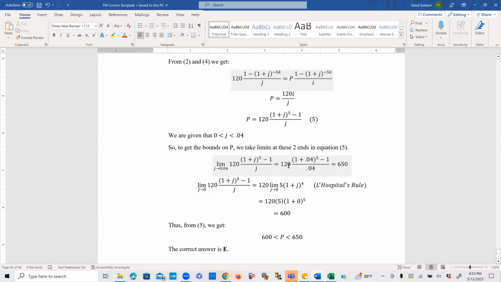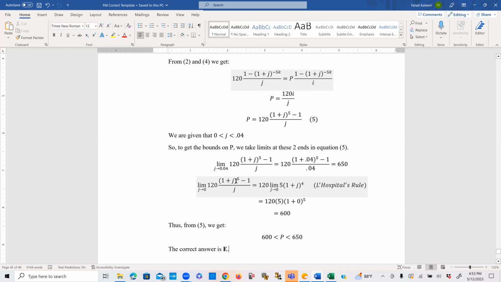And so this gives you 120 times ((1 plus 0.04) minus 1) over 0.04. We're plugging in the j value as 0.04. And this gives us 650. And now for the lower one, it's the limit as j approaches 0 of all this quantity. Now here, if you try to plug in j equal to 0, you're getting a 0 in the denominator. And also, we will get a 0 in the numerator here, because it's 1 plus 0 to the 5, which is 1, and 1 minus 1 is 0.